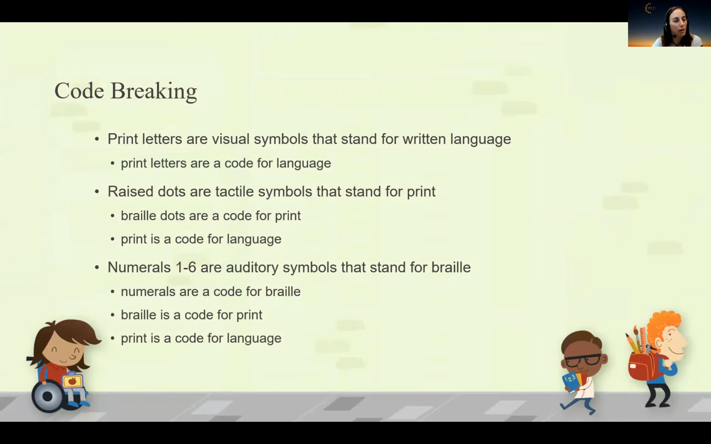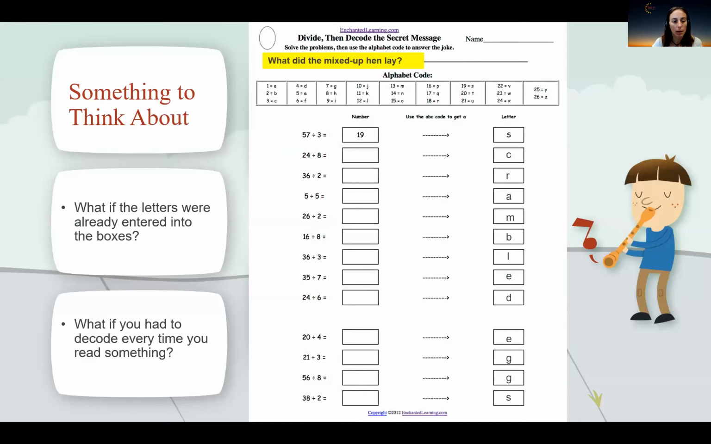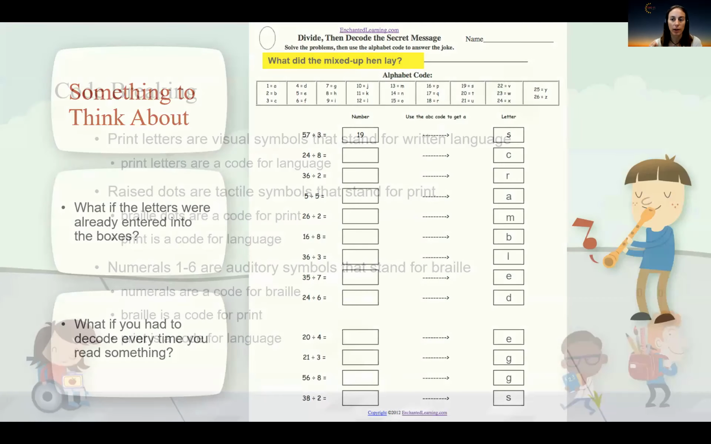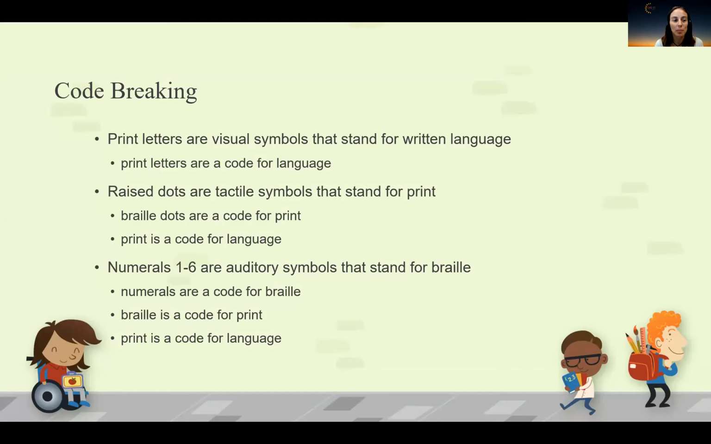So I call that code breaking, because essentially we're looking at print, we want to put it into Braille, that's a code. Okay, code breaking. The print letters are visual symbols, and they stand for language. So print letters represent our written language when we want to say things, when we want to read things. It's how we communicate. So we're going to think about print as a code for language.